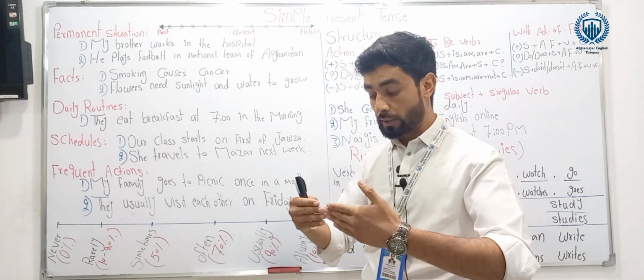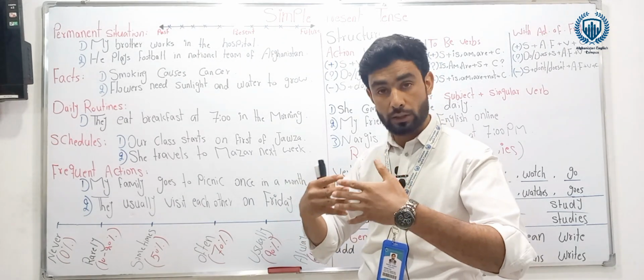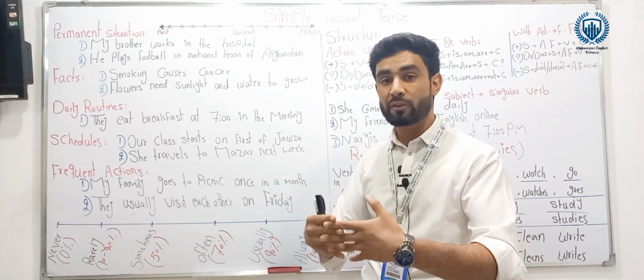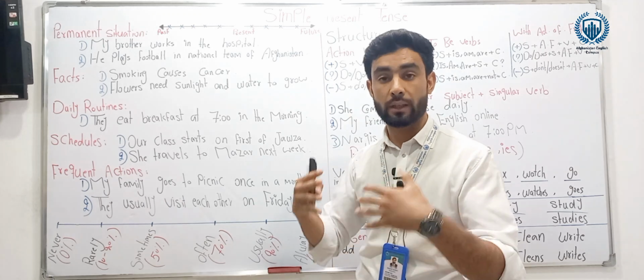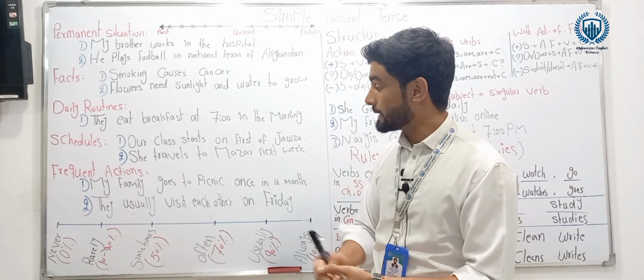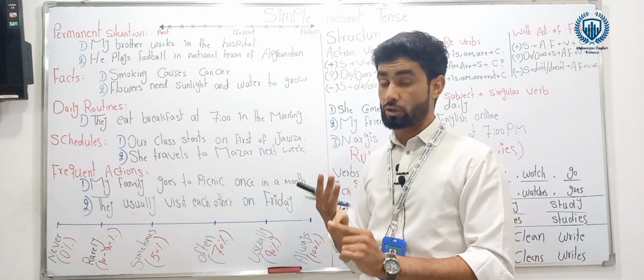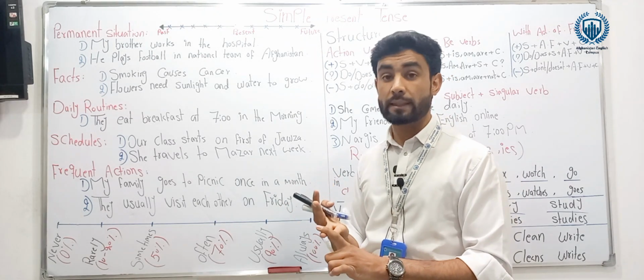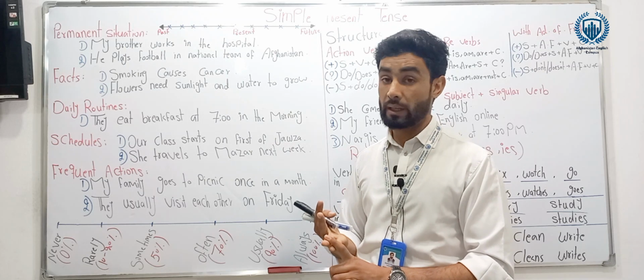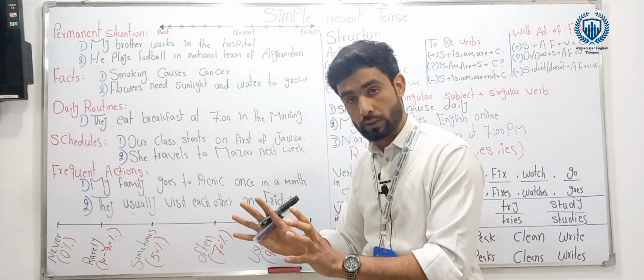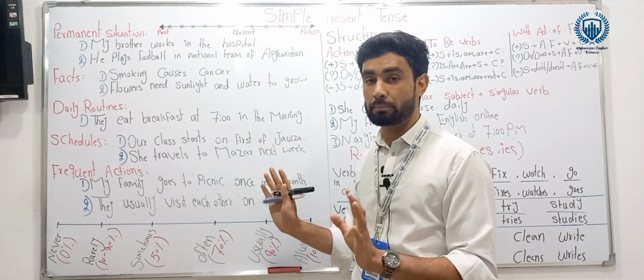Adverb of frequency and simple present tense are connected to each other. Most of the time the adverbs of frequency are used with the simple present tense. They are connected to each other because adverbs of frequency show repetition of action and simple present tense also shows frequent actions. So that's why we can use adverbs of frequency most of the time with simple present tense.